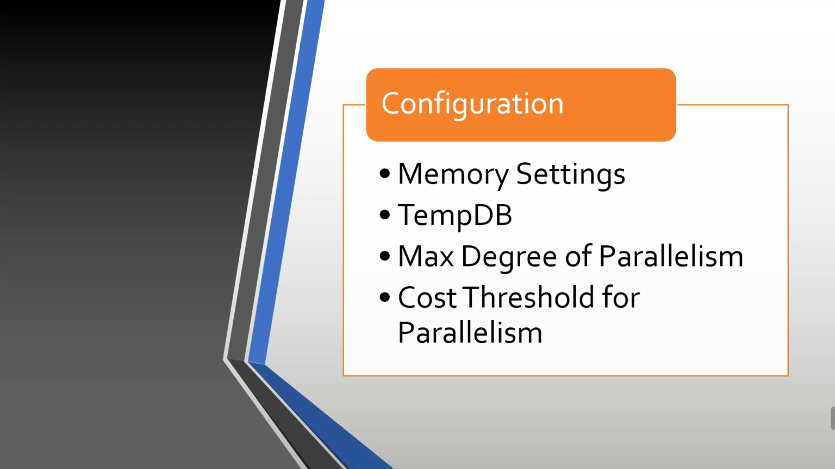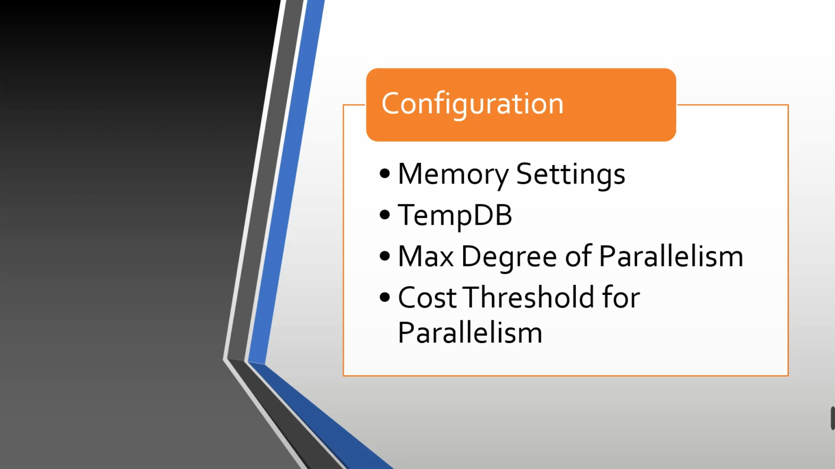We will talk about configuration. There are many aspects of both server and database configurations that can have an impact on performance. We will talk about the memory settings, min server settings, and max server settings. How should you set them? How can they have an impact on performance? We will also get into the tempDB, number of files, size of the file, and how those can impact performance.